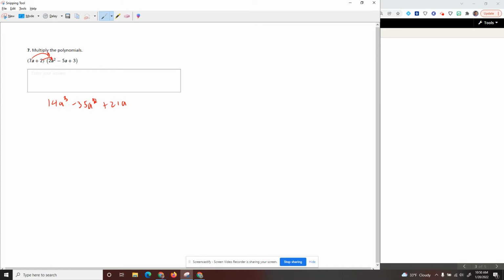Then I'll multiply 2 by everything in there. 2 times 2a squared is 4a squared. 2 times negative 5a is negative 10a. And then 2 times 3 is 6.